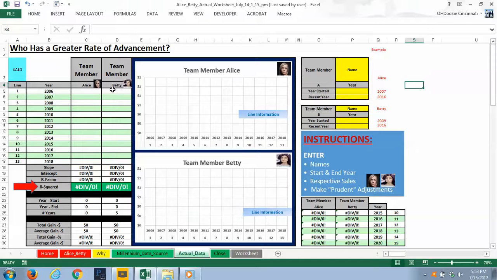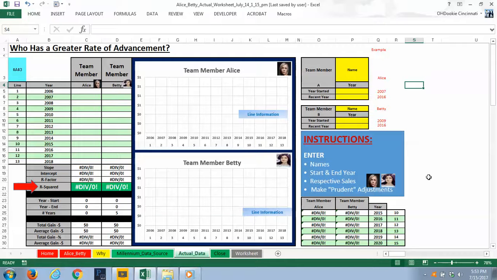An Excel spreadsheet is what we're seeing here. We have team member Alice, team member Betty right here, and we're having the years that they've been with us. With our pre-formatted template, all you need to do is to enter their names, their start year, and respective sales. After that, we can look at the data and then make modifications to make good decisions because you have great local information. That is, if they have maternity leave, personal leave, or maybe just had a very short year.